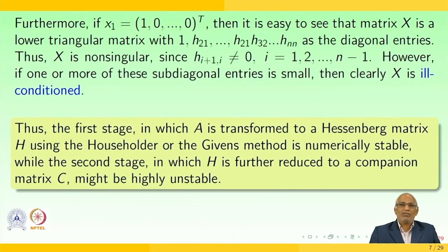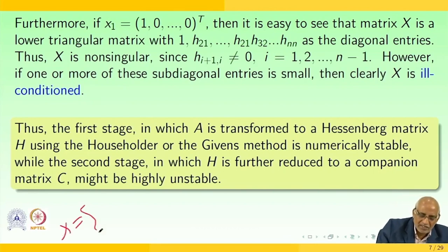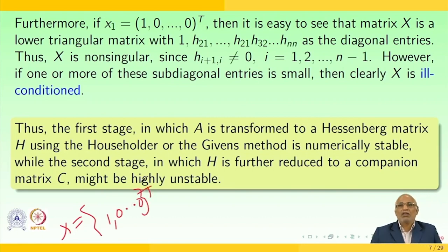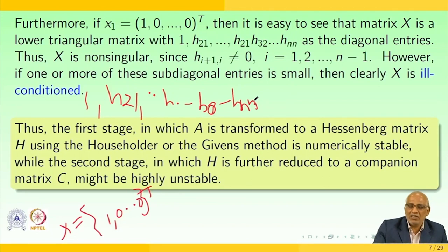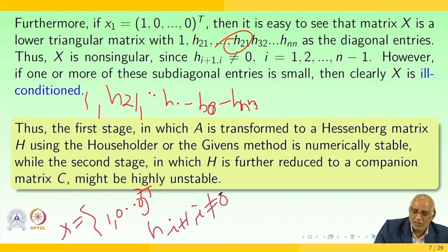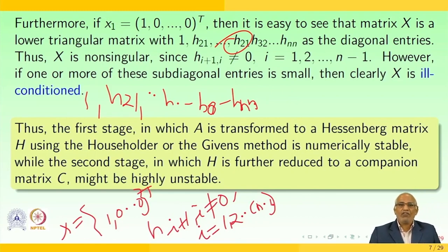Furthermore, if x1 is equal to, let's say, (1, 0, 0, ..., 0) transpose, then it is easy to see that matrix X is a lower triangular matrix with 1, h21, h32, ..., h_{n,n-1} as the diagonal entries. Thus, X is non-singular, since h_{i+1,i} is not equal to 0 for i equal to 1, 2, ..., n minus 1. However, if one or more of these subdiagonal entries is small, then clearly X is an ill-conditioned matrix.